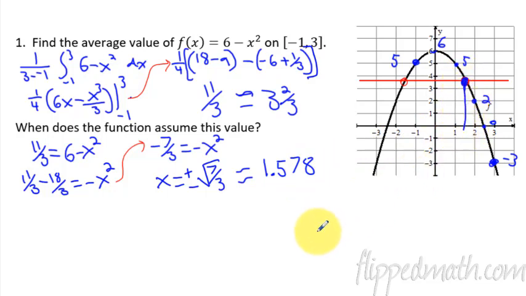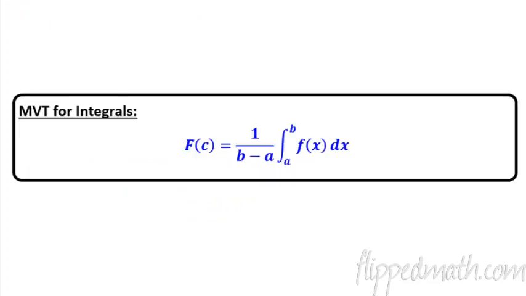All right. So what did I just do here? I figured out when does the function equal its average. That is the mean value theorem for integrals. So it's figuring out this value of c when, actually let me fix this. This should be little f, not capital F. I gotta fix that. So little f of c equals the average value of the function on that interval a to b.